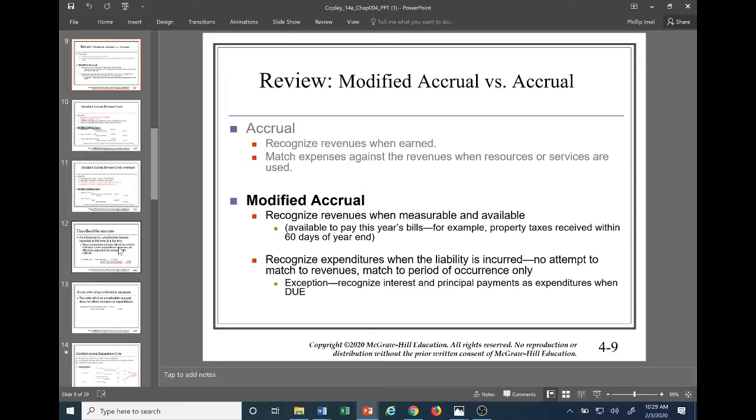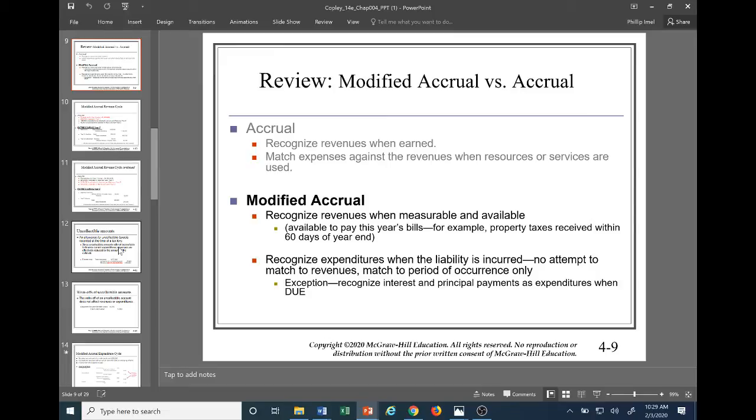Modified accrual. So we're going to recognize revenues when measurable and available, right? Measurable meaning, obviously, if the government levies a tax, they've assessed the tax on real property, right? So they've assessed that tax, so therefore it's measurable. They know the monetary amount that they're going to expect, so it's measurable. Available, if you recall, after the calendar year, after December 31st, if it's within 60 days, it's considered what? Available. Right. If it's outside of the 60-day period, it's considered to be what? It's unavailable, so it's deferred, right?